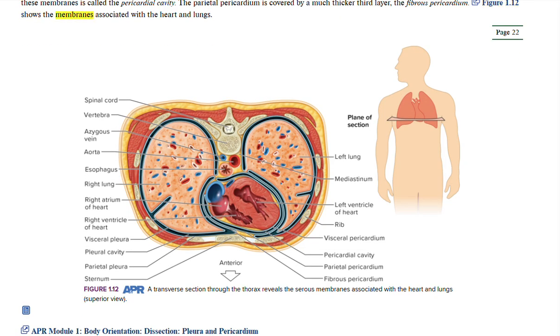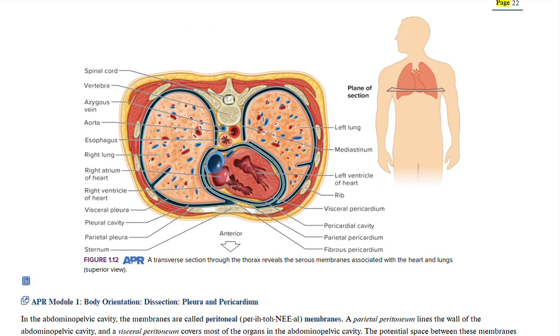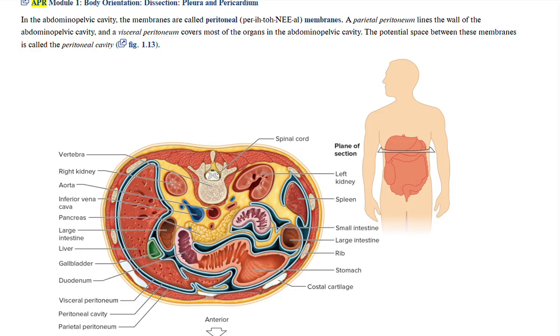Figure 1.12 shows the membranes associated with the heart and lungs. Page 22. APR Module 1, Body Orientation, Dissection, Pleura and Pericardium.